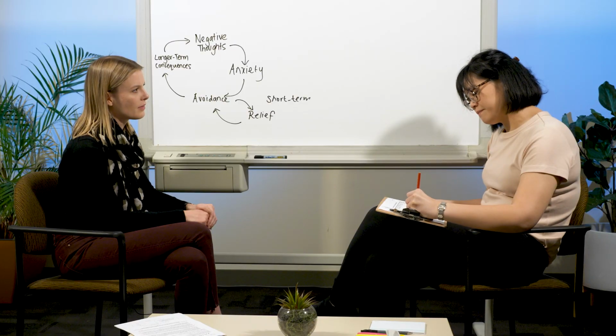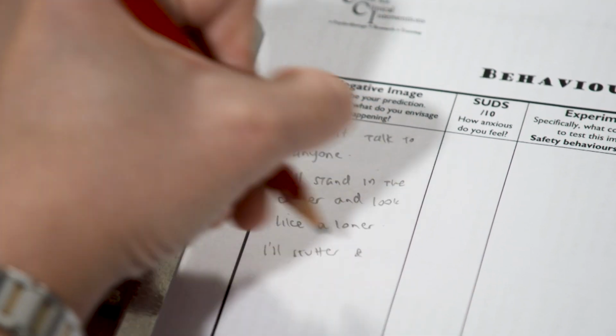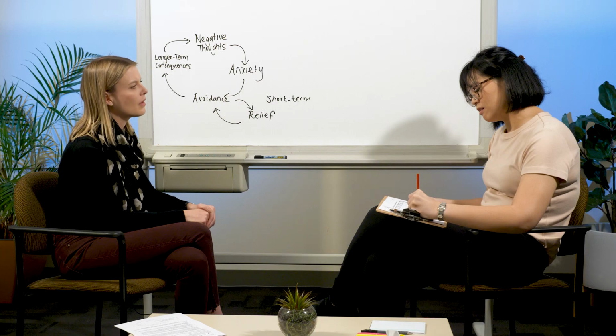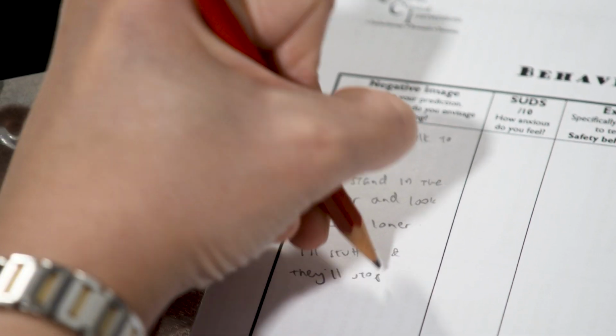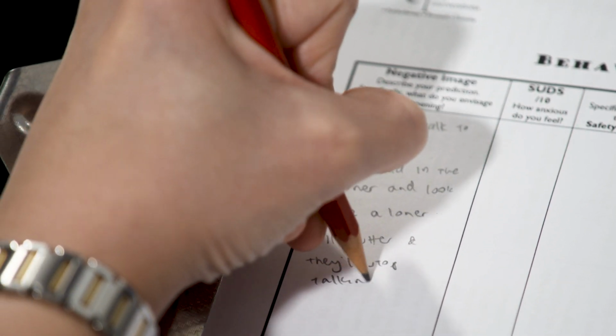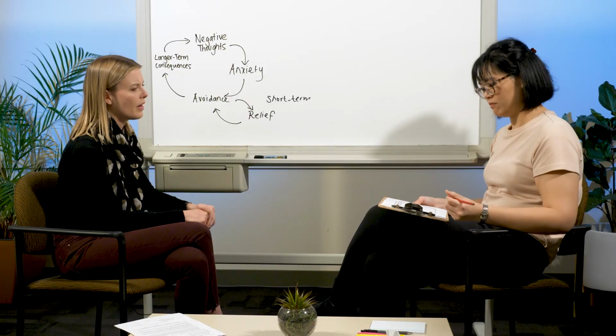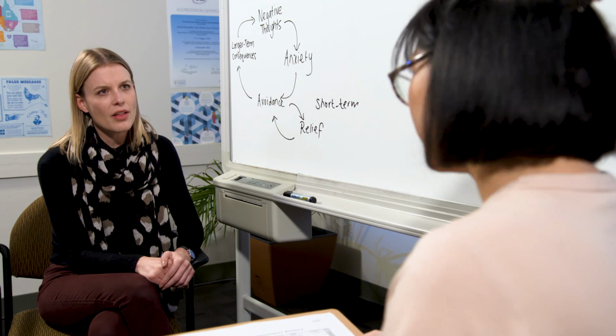So you'll stutter. I'll stutter, and they'll stop talking to me. They'll walk away. Okay. Are there any other predictions that come to mind about what's going to happen when you go along to your cousin's party?